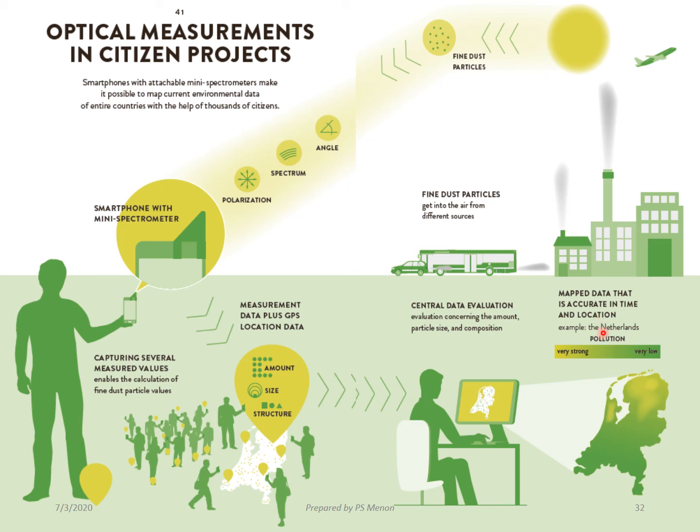For example, this is in the Netherlands. In terms of pollution, the area in yellow is very strong pollution, and the one in lighter green is very low pollution. So you can do a mapping based on this smartphone data. You map it out to the area because you also have a GPS location.